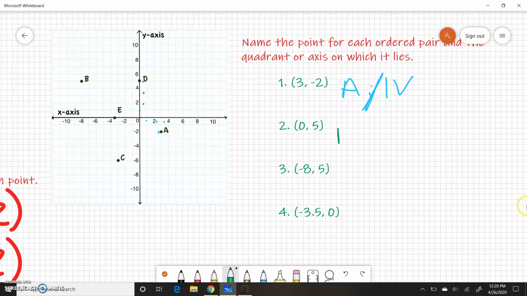So 0, 5 is D, and that is not in a quadrant, so it's on the y-axis.